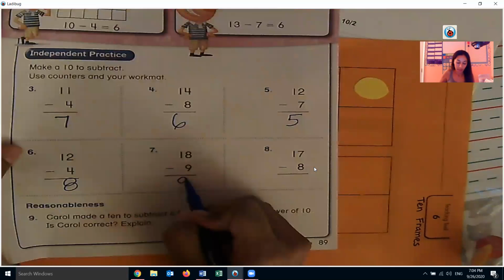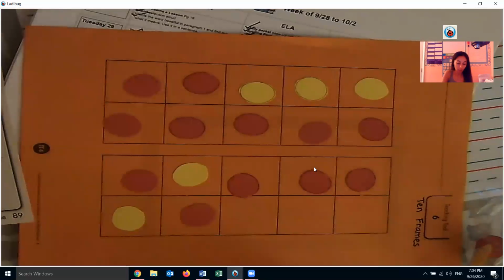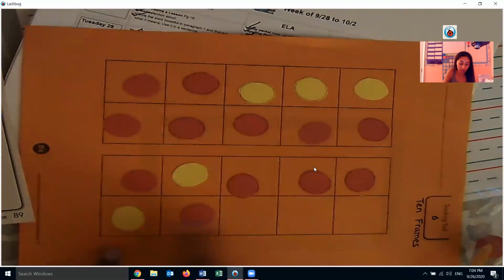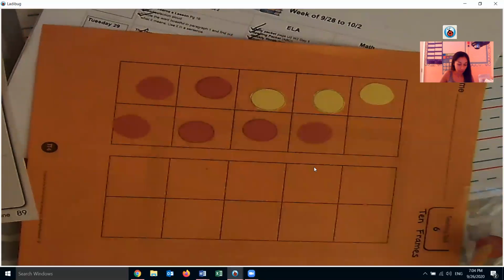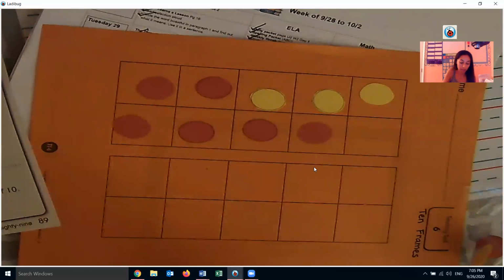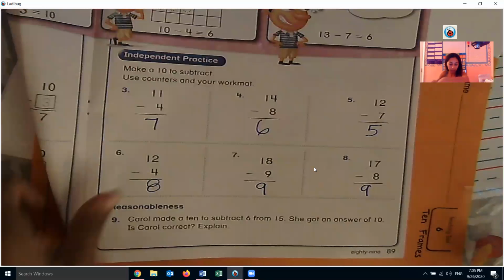Doubles. And last one, 17. Take away 8. So here's 7. So I'm going to take away the 7 because it's 17. I'm going to take away the 7 and 1 more to make it be 8. And that leaves me with 9. 17 minus 8 gives me 9. So I'll keep going here.